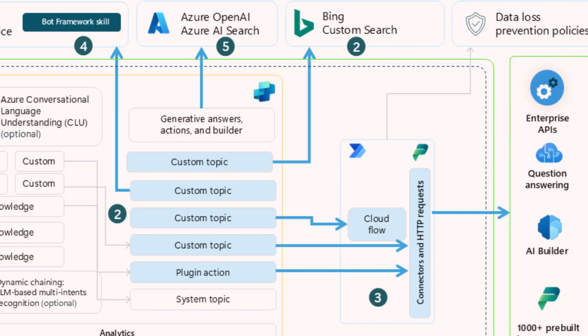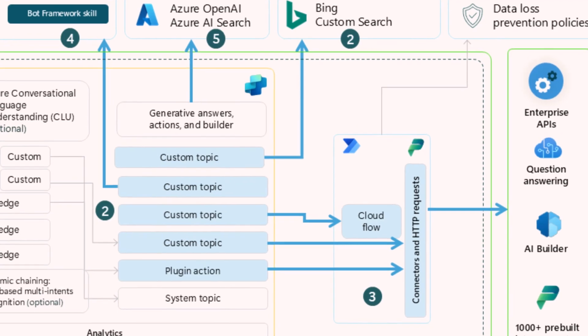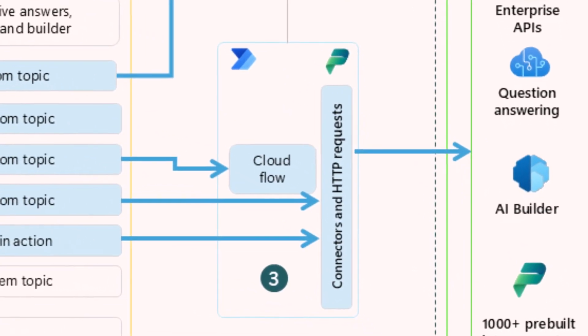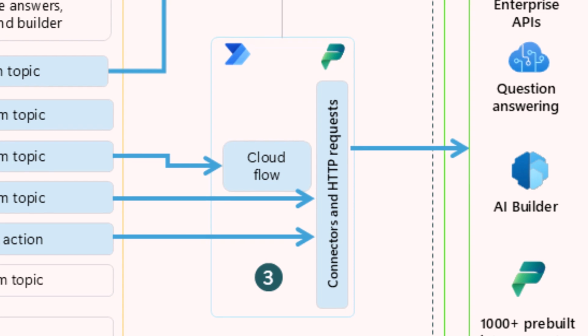You can also add generative actions to use knowledge or Bing custom search. You can also call actions such as Power Automate flows, AI Builder prompts, or make HTTP calls from within a topic. Thirdly, using actions with custom agents, which is a preview feature announced at the November 2024 Ignite event.